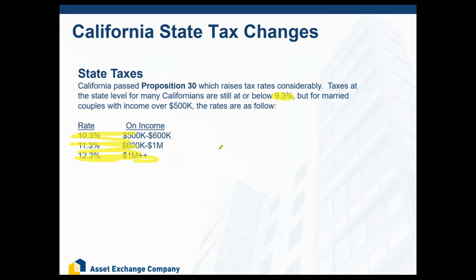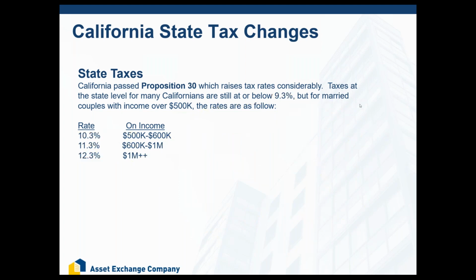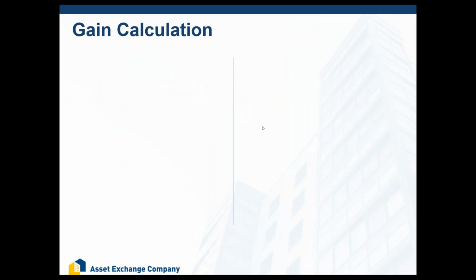So the rule of thumb is when you look at all of these taxes that you're going to pay between the state and the federal government, you've got a tax bill of about 33%. Now, of course, if you're in Texas, it's going to be a little bit lower. If you're in New York City, it might be a little bit higher. But the rule of thumb is about a third of your gain goes to the government. Now, notice I said a third of your gain.